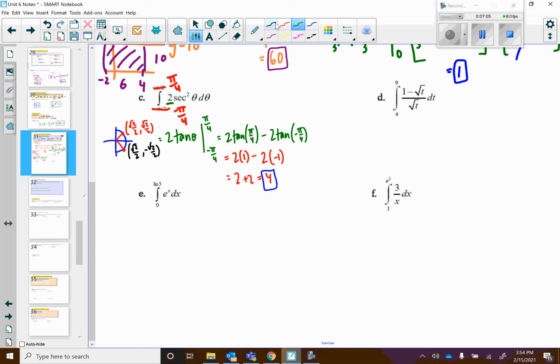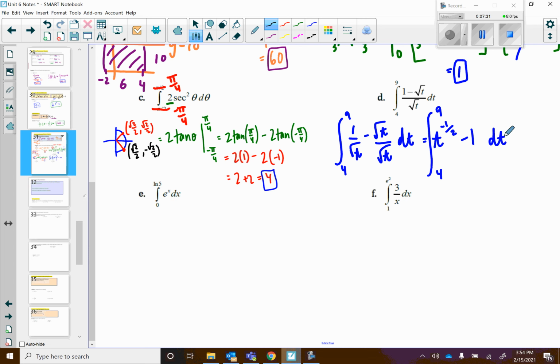All right, I look at D and I think we have to do a little bit of simplification first. So I would start by breaking this up into 1 over the square root of t minus the square root of t over the square root of t dt. We're still going from 4 to 9, and I would write that as the integral from 4 to 9 of t to the -1/2 minus 1, which then I would take the antiderivative and I would get 2t to the 1/2 minus t.